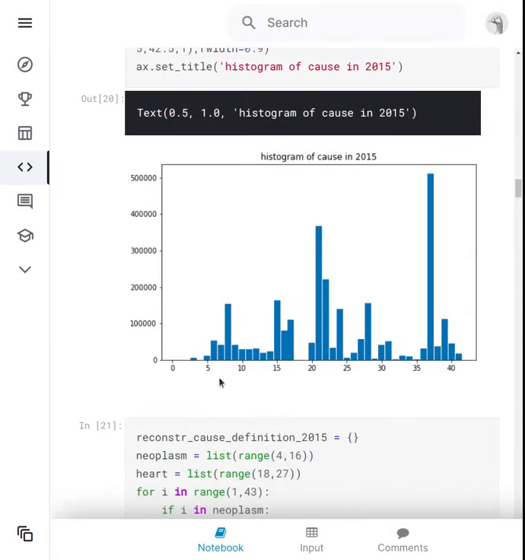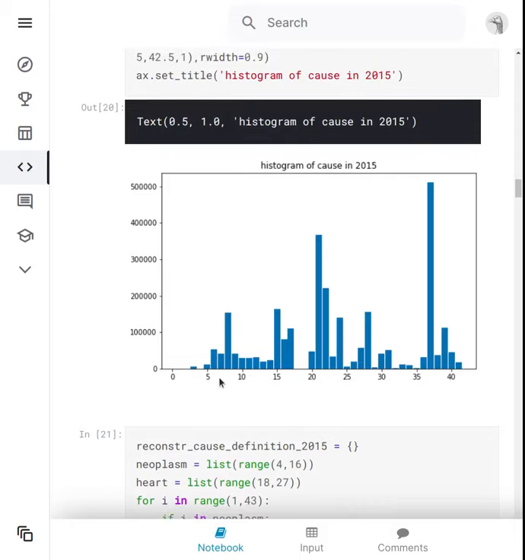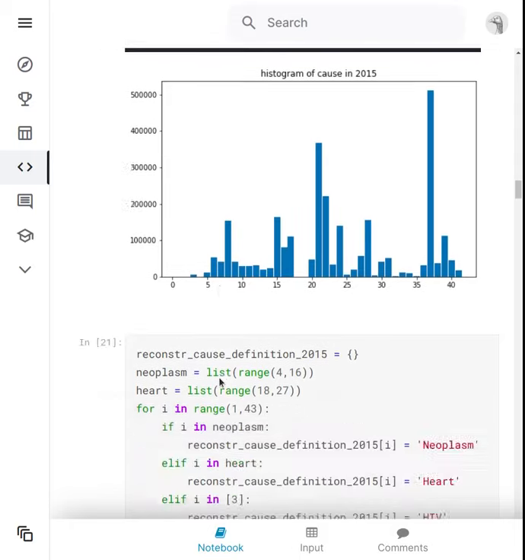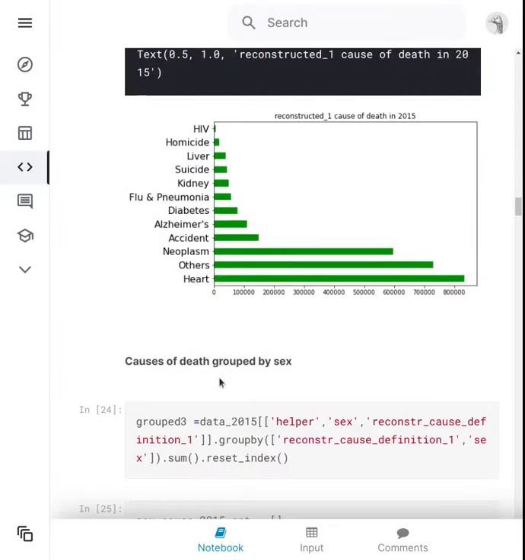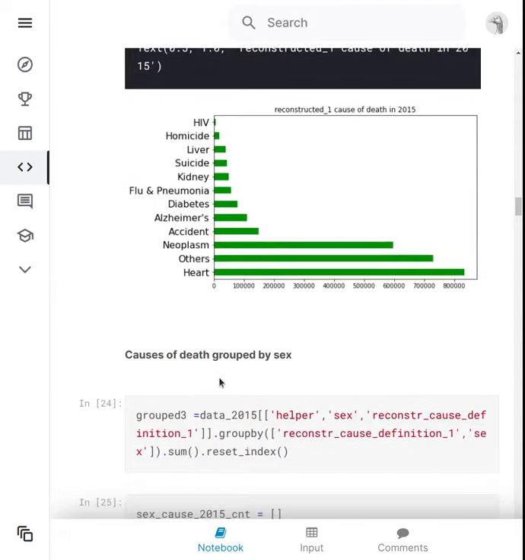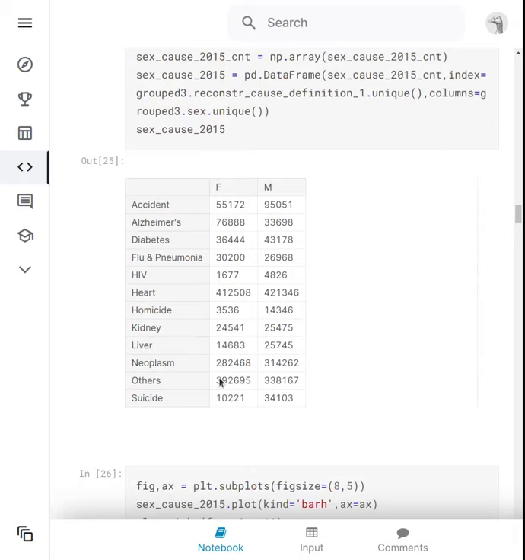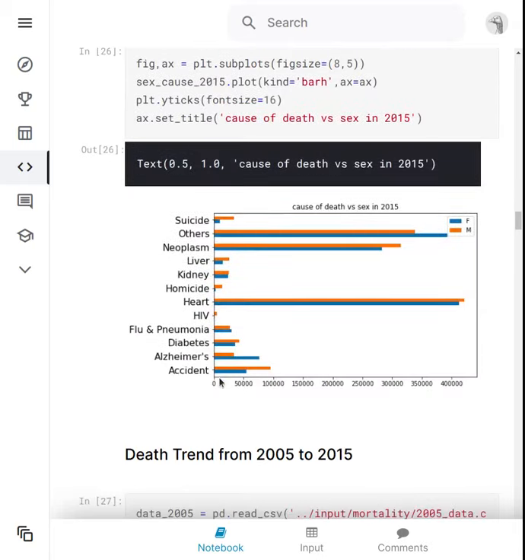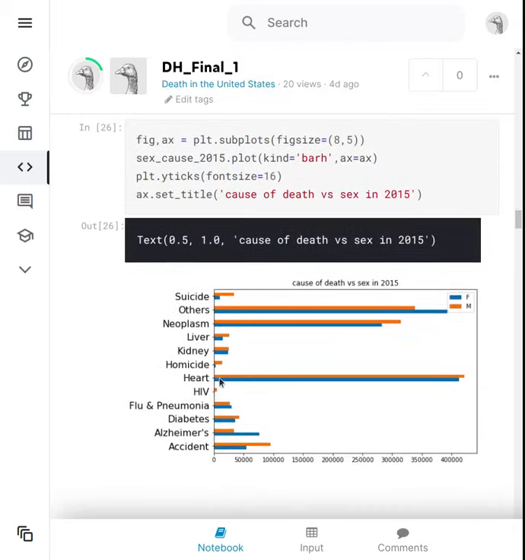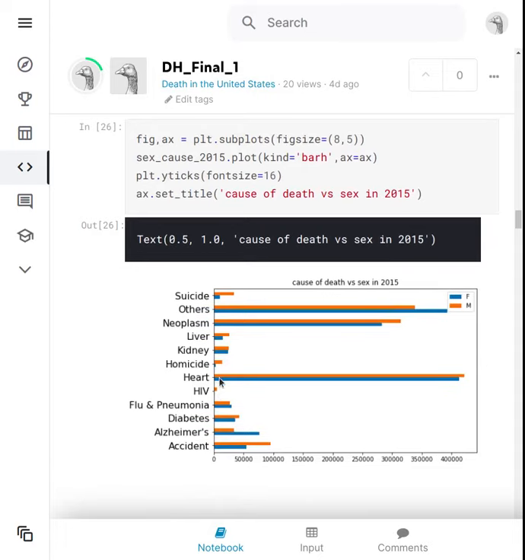Here, the causes of death are reconstructed so that similar causes are under a single group. From this also, we see the same results as earlier. Deaths due to heart diseases are the maximum. When visualizing causes of death grouped by sex, Alzheimer's is maximum in females and all other diseases were maximum in males.